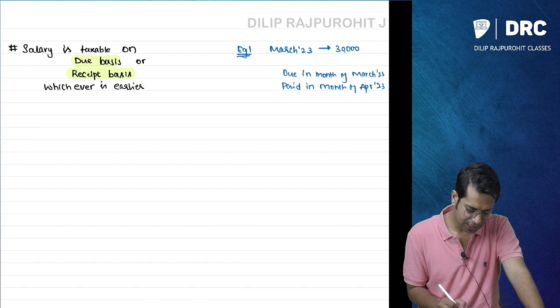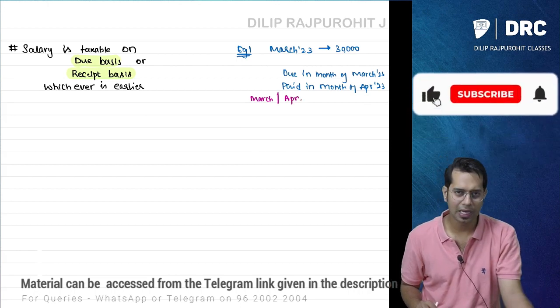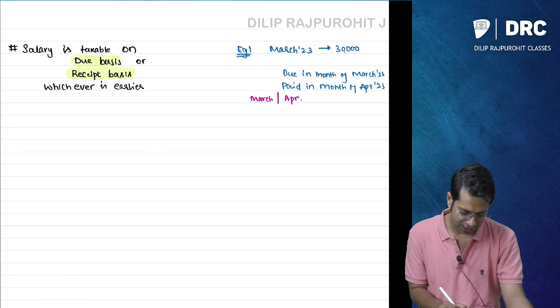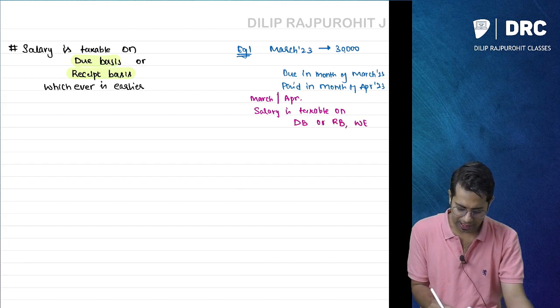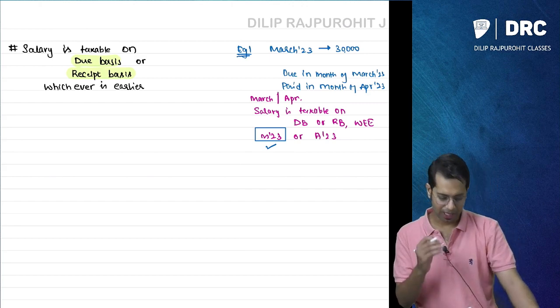So my question to you is whether this is taxable in the month of March or in the month of April. Sir, you said salary is taxable on due basis or on receipt basis, whichever is earlier. Correct, sir? It was due in the month of March 23 and you have received it in April 23. Due is earlier, so it is taxable in the month of March.